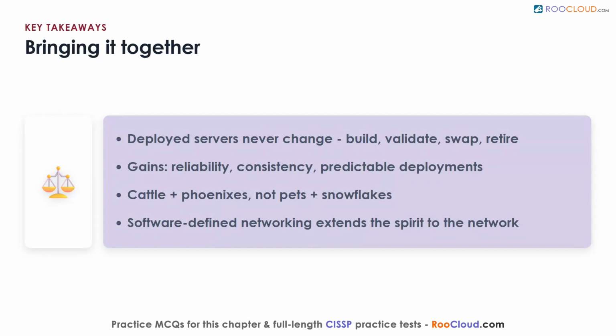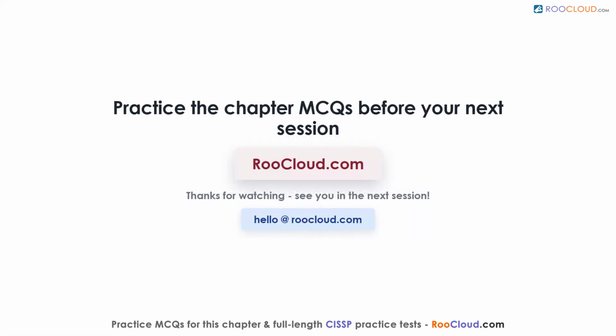So let's bring it together. Immutable architecture means a deployed server never changes. When you need a change, you build and validate a fresh server, swap it in, and retire the old one. You gain reliability, consistency, and predictable deployments, free of the downtime and drift that live edits cause. The pets versus cattle and snowflakes versus phoenixes analogies capture the mindset, favoring disposable, rebuilt systems over hand-nursed unique ones. And software-defined networking carries that same virtualized, code-driven spirit into the network. Replace, do not repair.